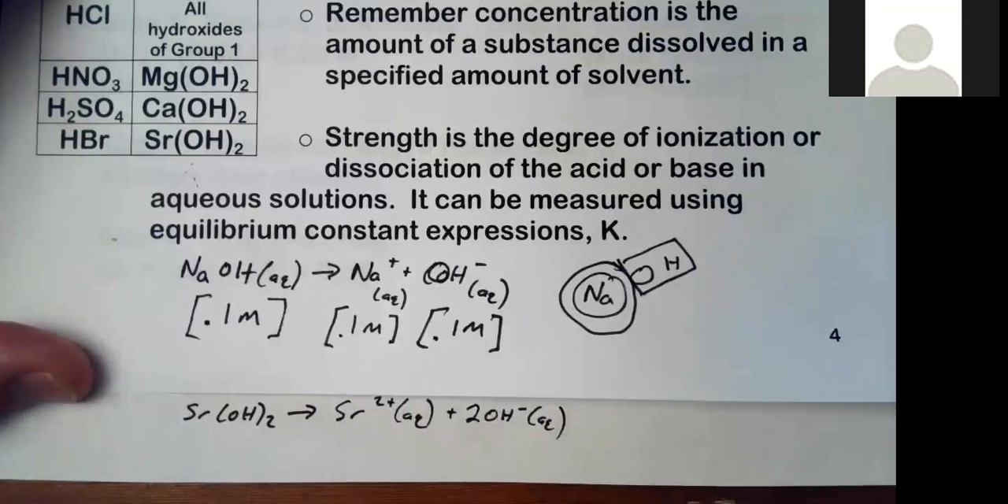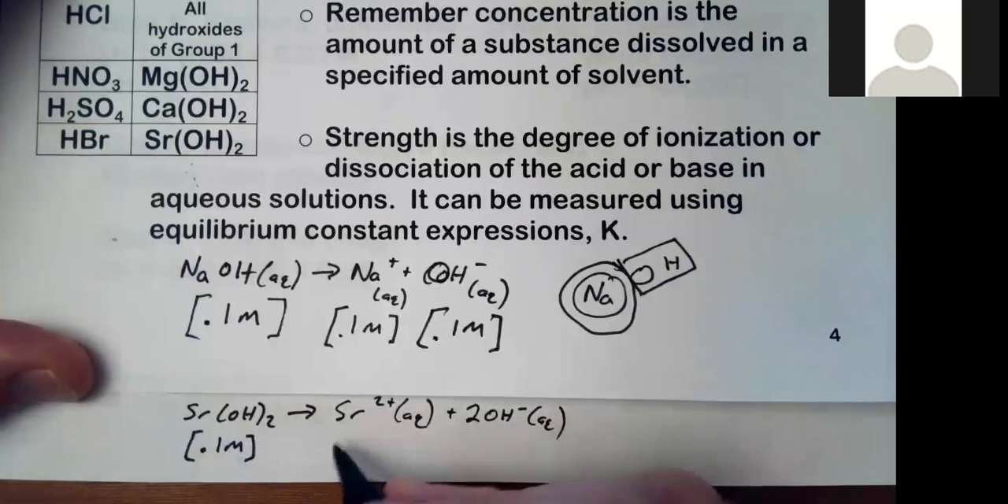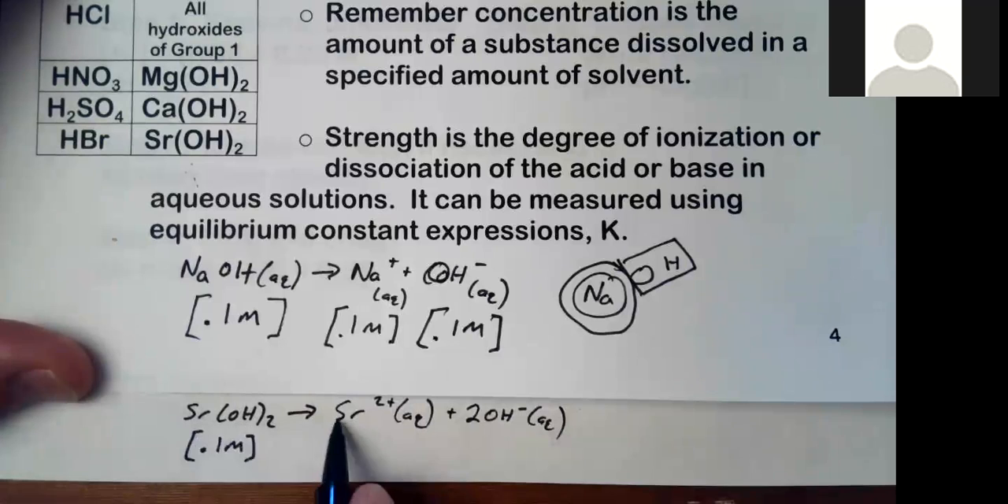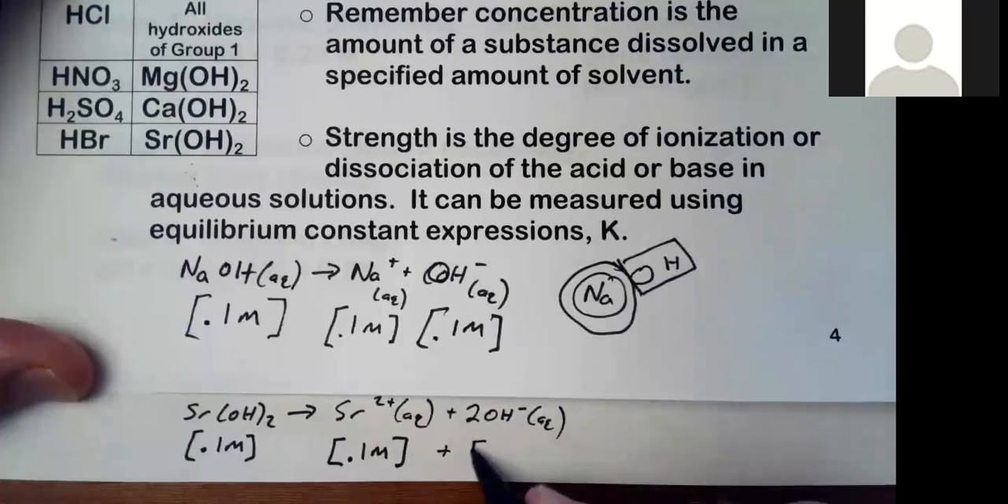So if I ask you for the concentration, it is a little bit tricky. So if I have a 0.1 molar concentration of strontium hydroxide, and I say, well, what's the concentration of the strontium ion? Well, it's a one-to-one relationship. For every one of these, I get one of these. So the concentration would be the same as I had at the beginning. But because I'm getting twice as much of this, I'm going to take a wild stab at what the concentration would be for the hydroxide there. That too.